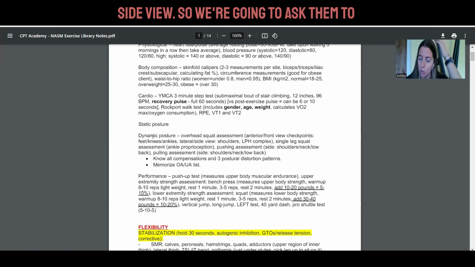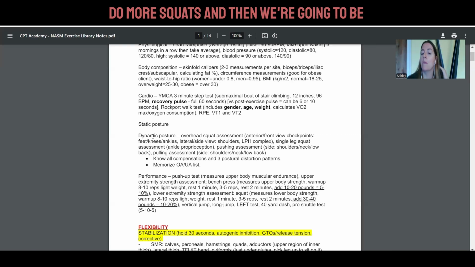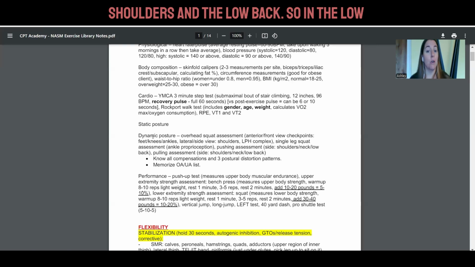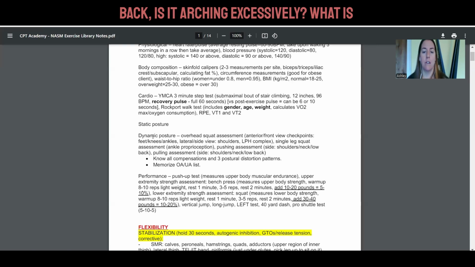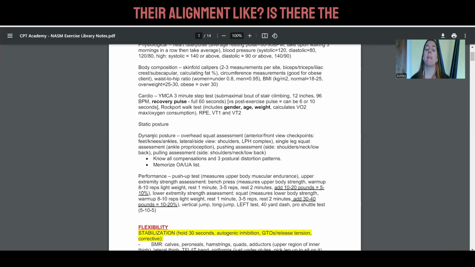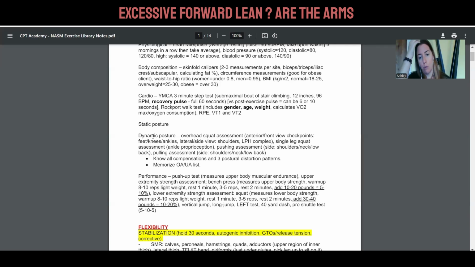We're going to ask them to do more squats. And then we're going to be looking at what's happening in the shoulders and the low back. So in the low back, is it arching excessively? What is their alignment like? Is there the excessive forward lean? Are the arms falling forward?